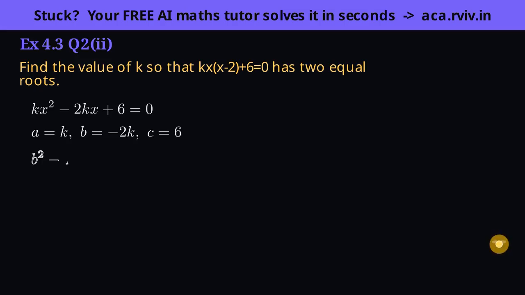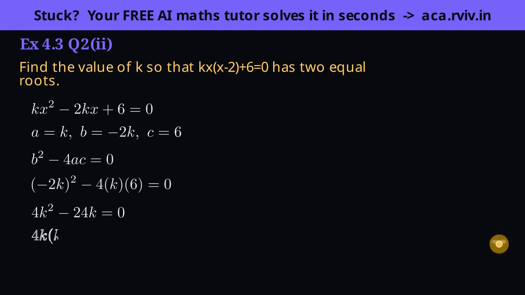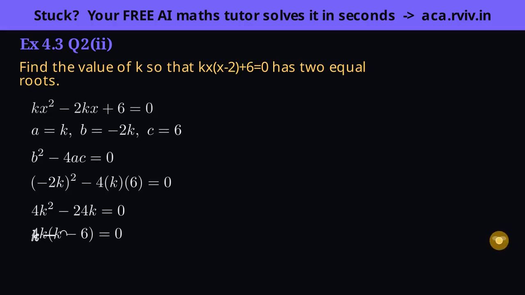Apply the equal roots condition, discriminant equals 0. Substitute, bracketing b as minus 2k squared and a as k. Expand: minus 2k squared is 4k squared, and 4 times k times 6 is 24k. Both terms share 4k, so factor it out rather than dividing. Dividing by k would risk losing a solution. So k is 0 or 6.